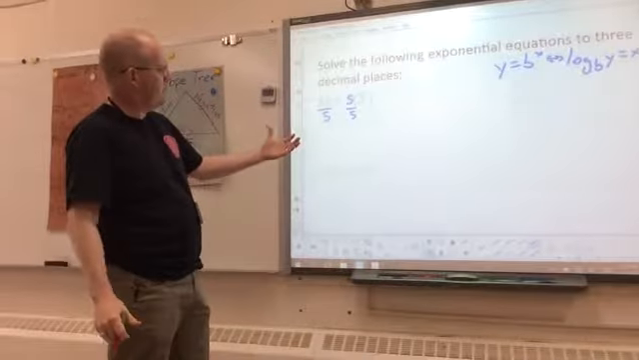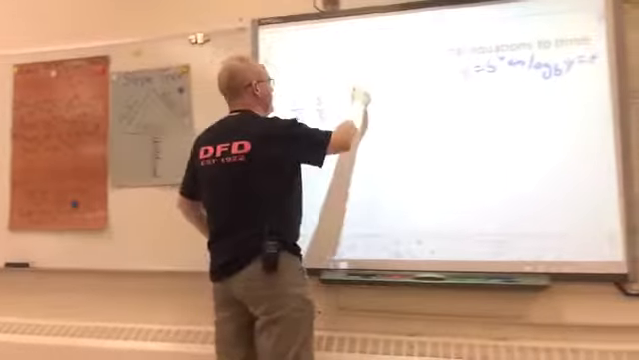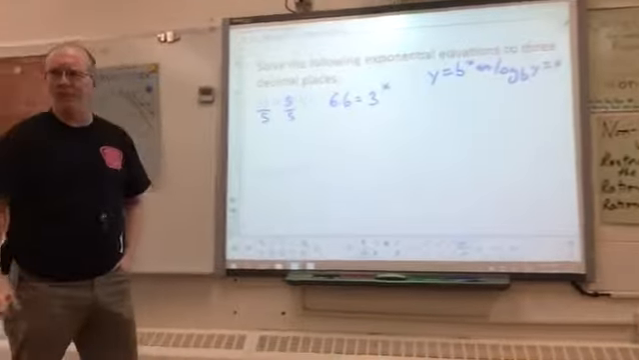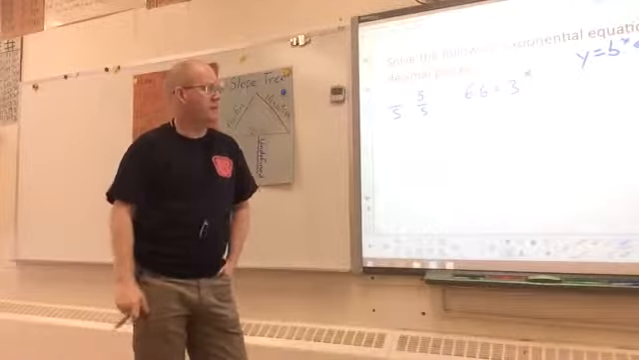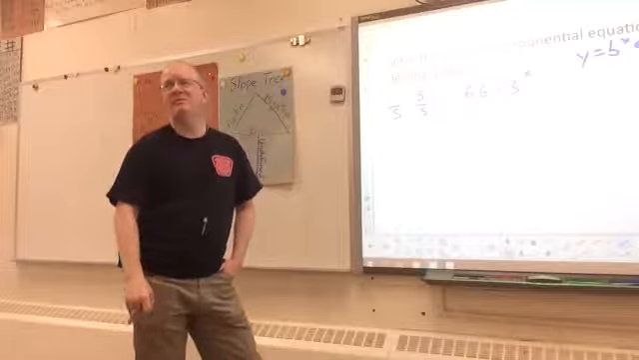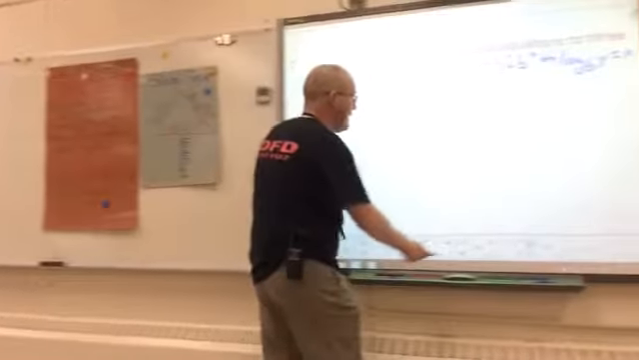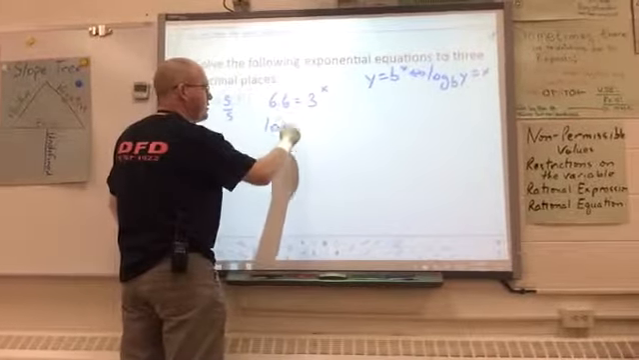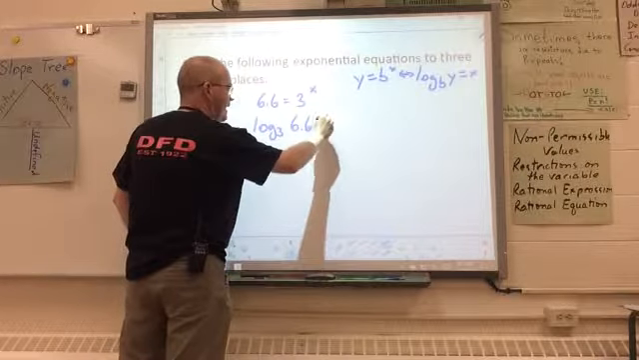5, 10, 15, 20, 25, 30. 6.6. I think that's 6.6. Check my math. Wrong. Smack him up the side of the head for bonus points. All right. Now, once you get it to this, log base 3 of 6.6 is x.